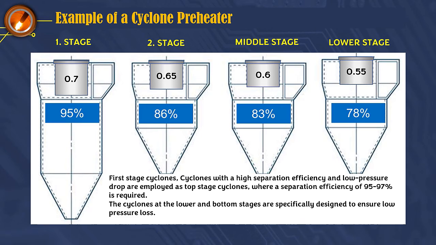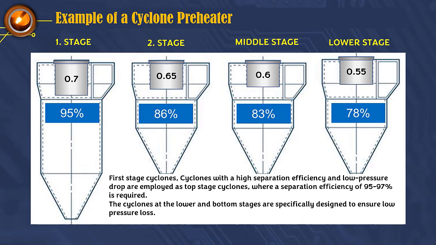In these four cyclone images, the efficiency of stage 1 cyclones is around 95%, stage 2 cyclones are around 86%, middle stage cyclones are around 83%, and lower stage cyclones are around 78%. What makes the efficiency of this cyclone different is the size of the cyclone shape, and the length of the immersion tube between the stage 1 cyclone and the cyclone below it.